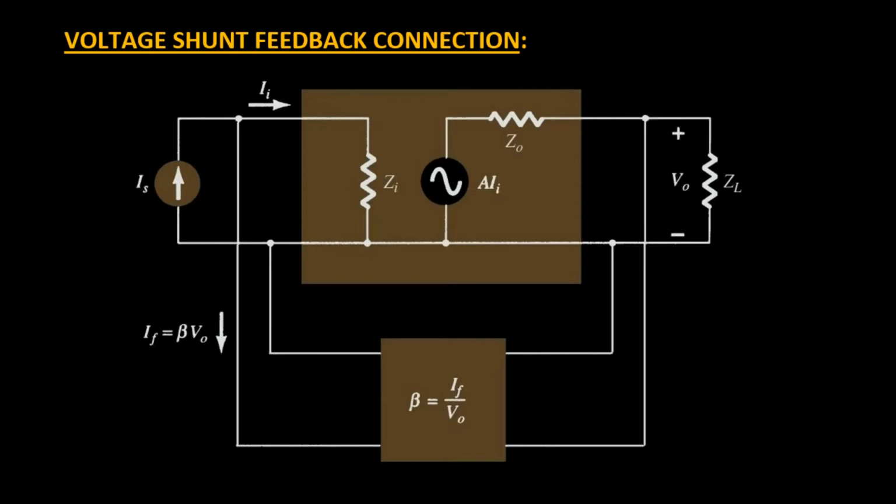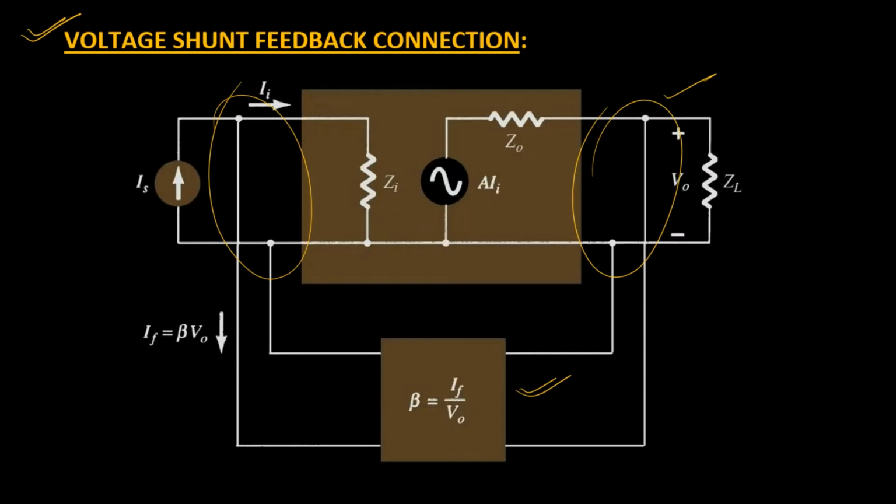Hello everyone. So in the last video we have seen the voltage series feedback connection type. This time we'll discuss the voltage shunt type arrangement. In this arrangement we can clearly see that on both the terminals, I mean on the output section as well as on the input side, both the connections are parallel. That means that the feedback amplifier is basically connected in parallel at both sides.